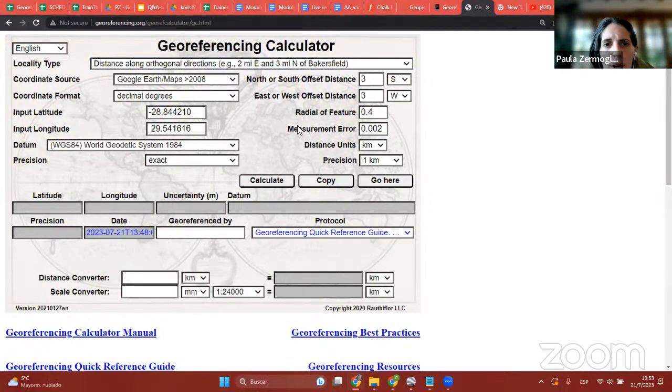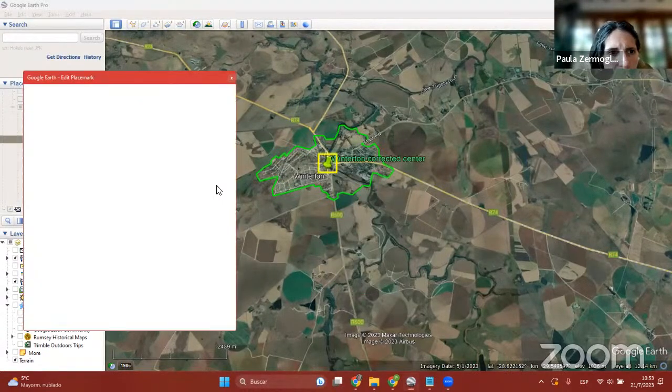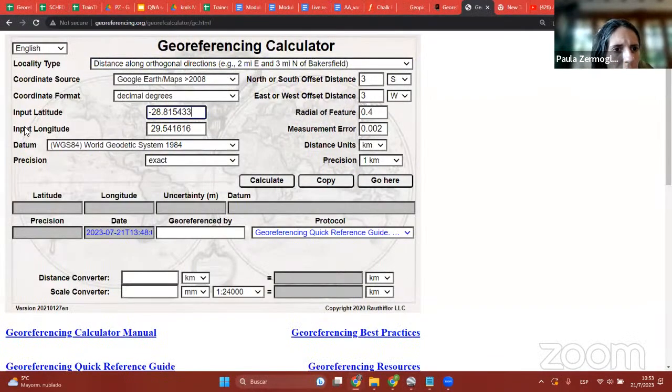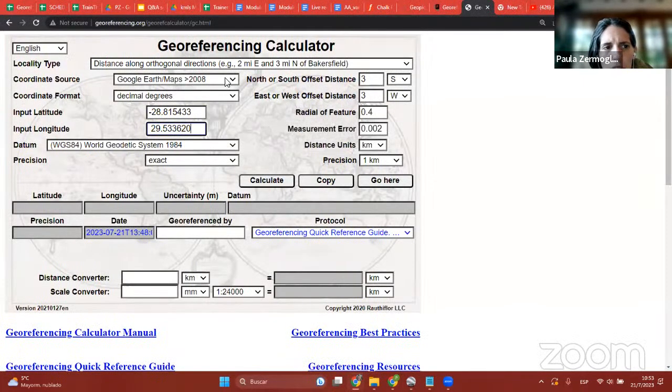So our reference feature here is Winterton, and we already have the corrected center of Winterton. So those are the coordinates that we're going to use. So let's copy those coordinates. This is the latitude, and this is the longitude. Okay. Again, they are taken from Google Maps. They are in WGS84 datum.